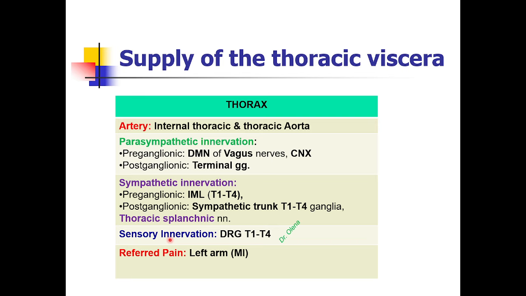Guys, third type, sensory innervation for internal organs in thorax. Where to start? Dorsal root ganglion, that's your gold answer, yes. Sensory is always from dorsal root ganglion. And we talk about level, again, T1 to T4, because sensory is coming together with sympathetic, so we are talking about same level to start. And finally, referred pain, we already mentioned that mechanism of referring the pain from internal organ to the skin. Any questions?